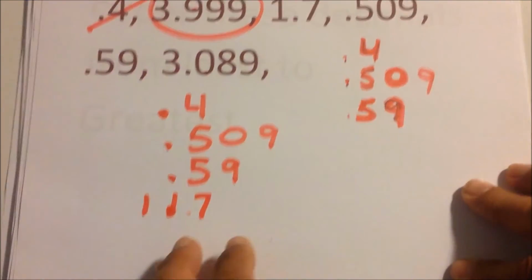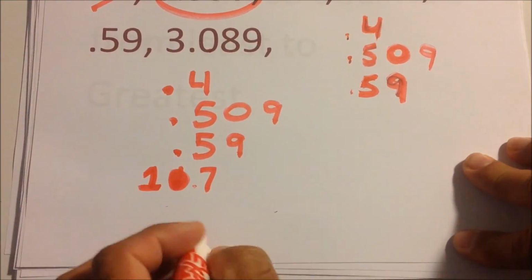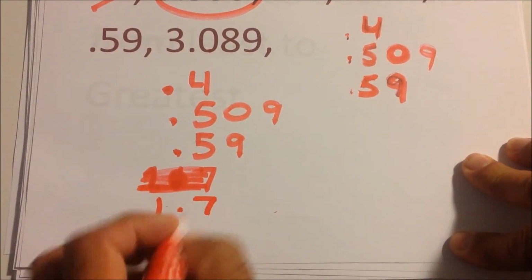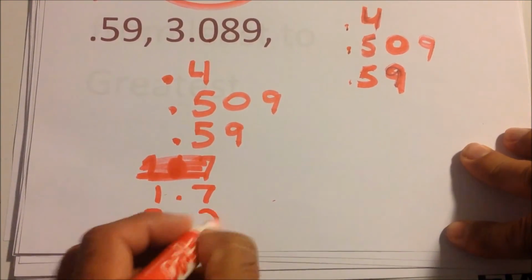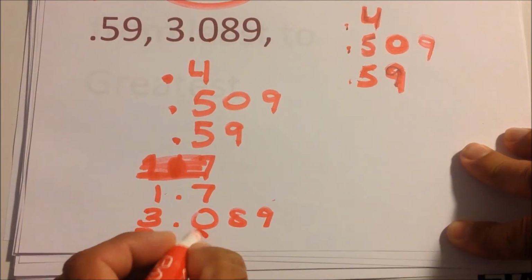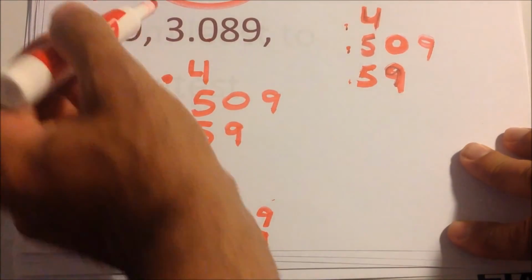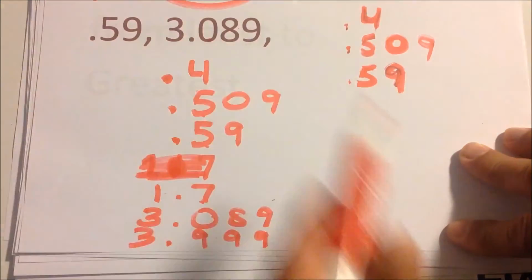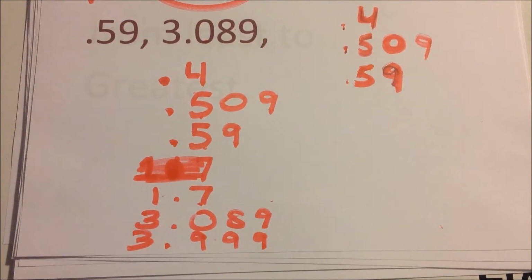Oops, made a mistake. We want to line that up. Make that a big giant decimal. Okay. Now it looks like the times sign. So let's do it over. 1.7. Right. Then we had 3.089. And then, of course, the last one, 3.999. Let's see. We have 1, 2, 3, 4, 5, 6. 1, 2, 3, 4, 5, 6. Always double check. So that's what ordering decimals are.